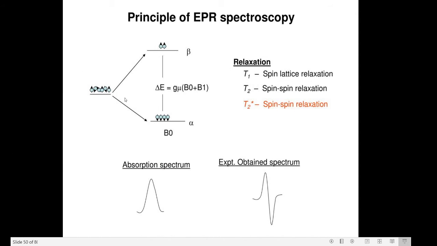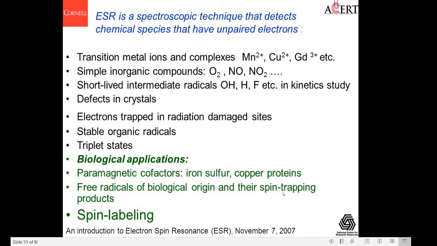Here there is an absorption spectrum of the compound. The electron spinning resonance spectrum looks like this. Here we can measure the different ion complexes. We can find the inorganic compounds. All these things happen in electron spinning resonance. In biological applications, it is used for the detection of sulfur, copper, and free radicals.